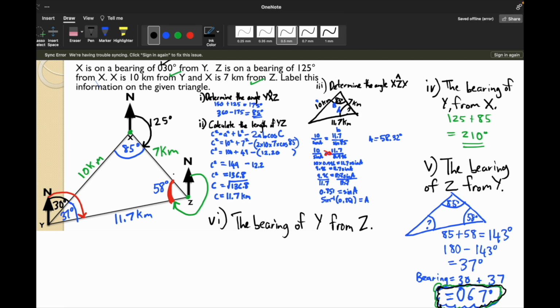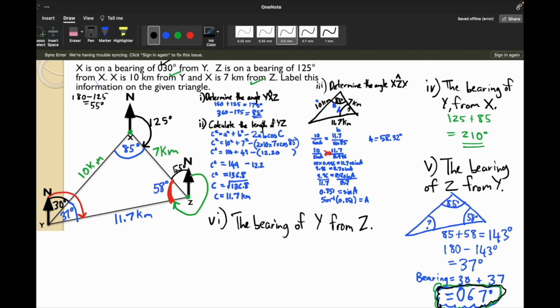We know 125, and then this angle inside here, both of them are supposed to add up to what? What are these supposed to add up to? These two up top? So 180. So we know here's 125. So when we subtract, 180 take away 125, we get 55 degrees. So here is 55 degrees.